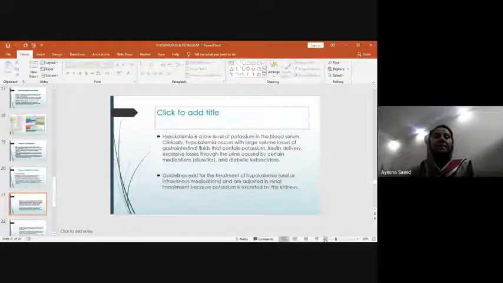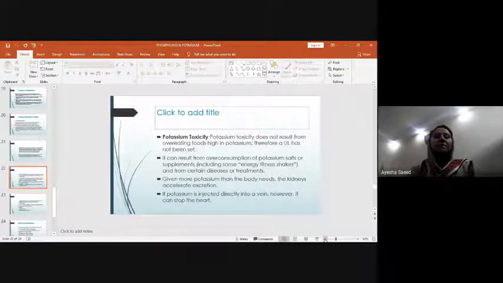In diabetics, when enough glucose is not present for the cell, it breaks down the lipids for energy and ketone bodies are formed, and excessive accumulation of ketones in the body is called ketoacidosis. Guidelines exist for the treatment of hypokalemia, oral or intravenous medications, and are adjusted in renal impairment because potassium is excreted by the kidneys.